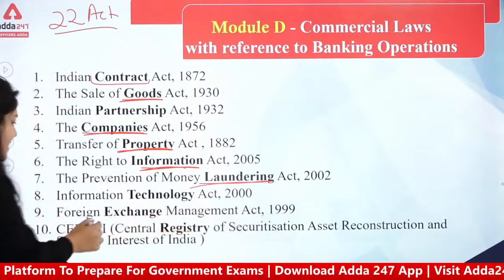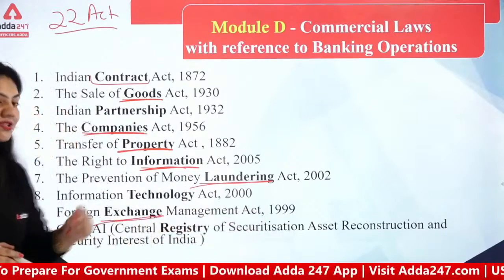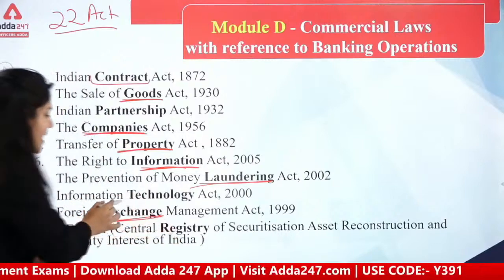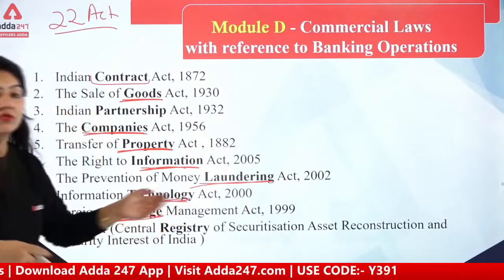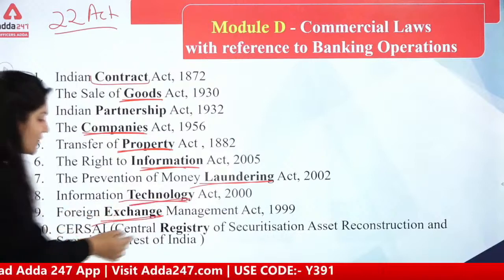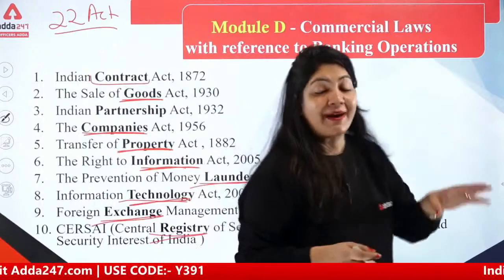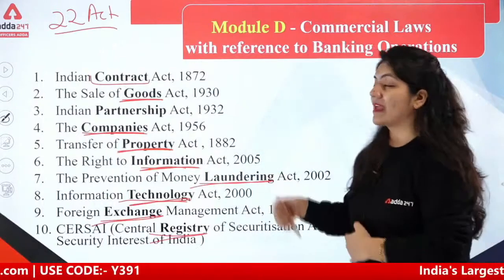This one. Next one is exchange. What exchange? That is foreign exchange. So this thing we have to study in this one. Information technology, we have to learn the technology. And the last one is registry, that is, what security has to be registered by the particular authority. This thing we have to learn.